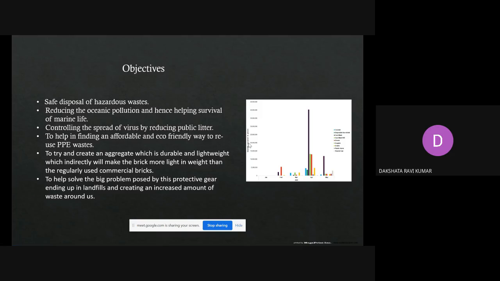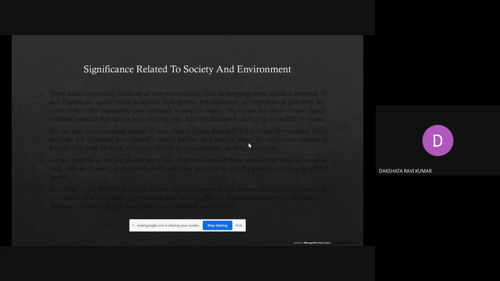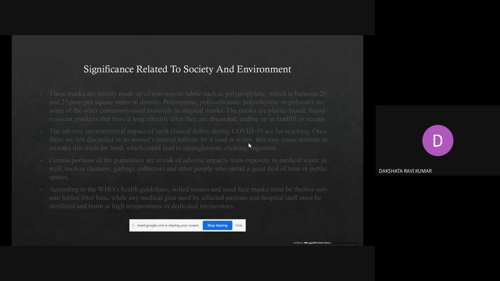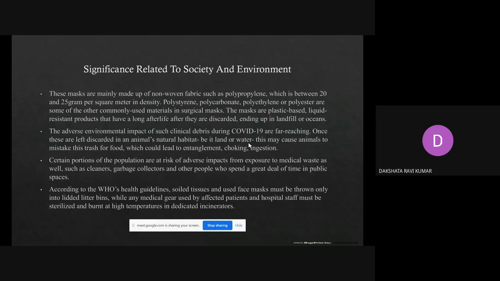And now I'll be talking about the significance related to the society and environment. To just give you a gist of these points, the first point talks about how these masks are made out of non-woven fabrics such as polypropylene, which is between 20 and 25 grams per square meter in density. And this material takes a really long time to degrade. So the masks are plastic-based, liquid-resistant products that have a long afterlife after they are discarded and ending up in landfills or oceans. So by using them, we're actually helping the environment.